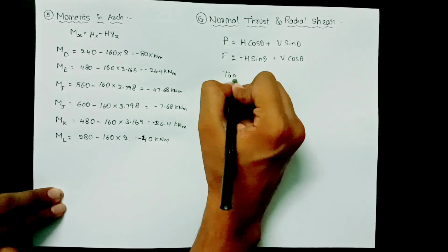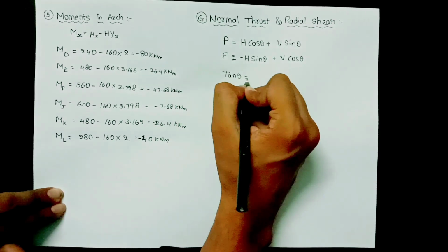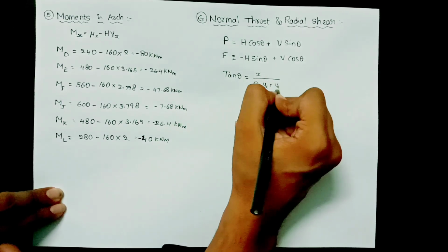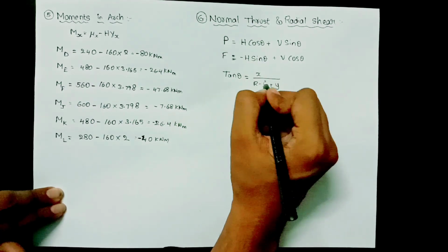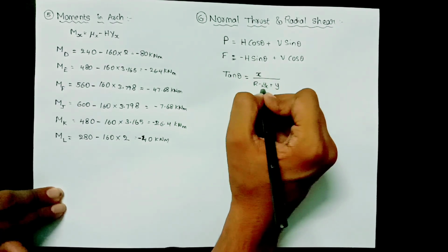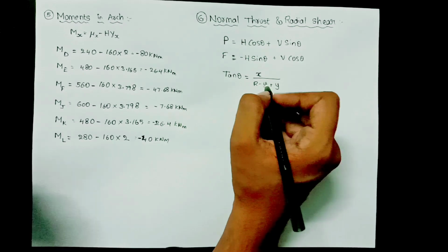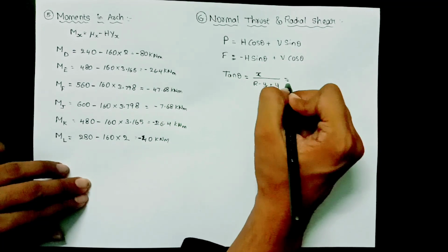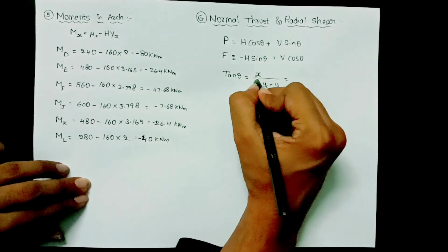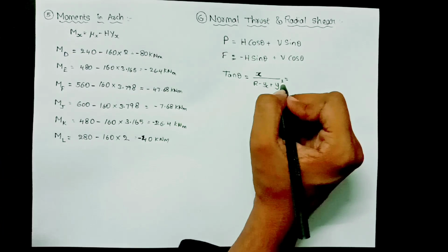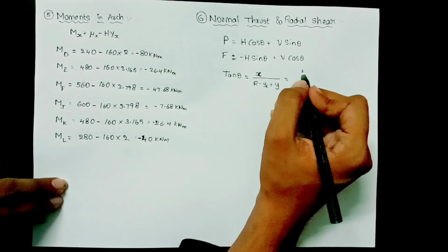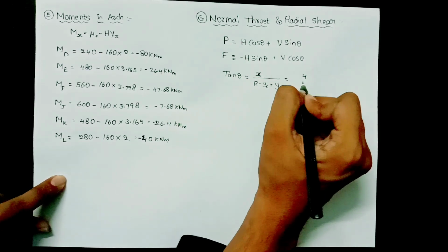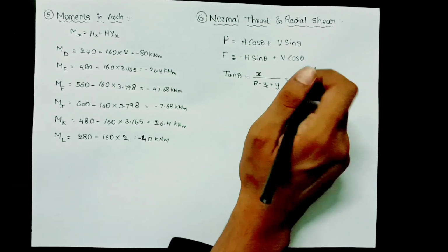To calculate the value of theta, we have one formula, that is tan theta equals x by r minus yc plus y. This is the formula we have, which I explained in the previous video. So place all the values which are known to us. x is the distance from the center of support to the point. From the center of support to point E or K, the x value is 4 meters and it is the same. So 4 meters.